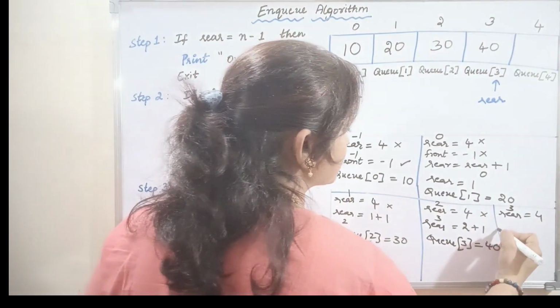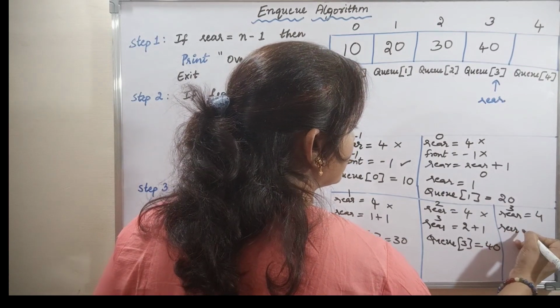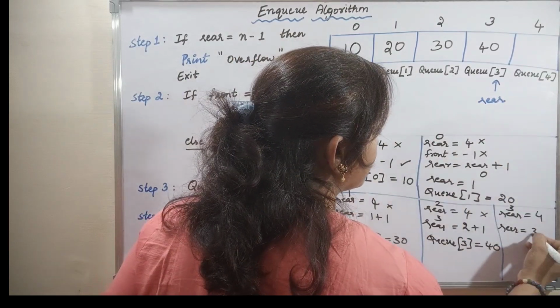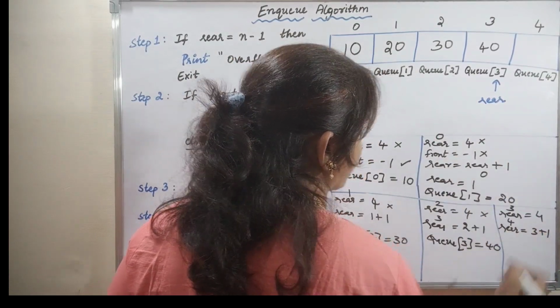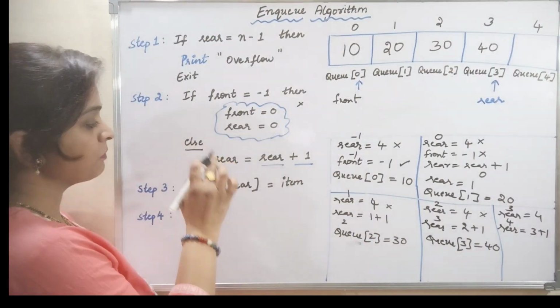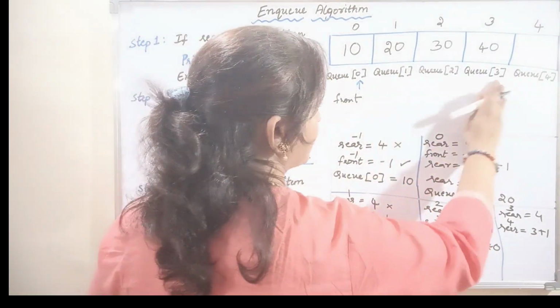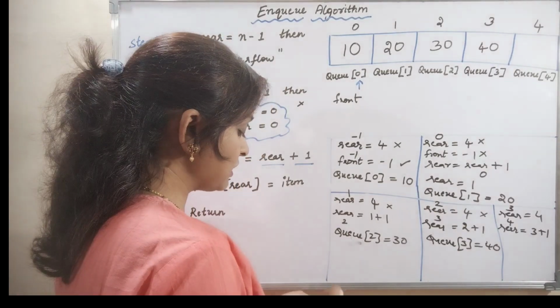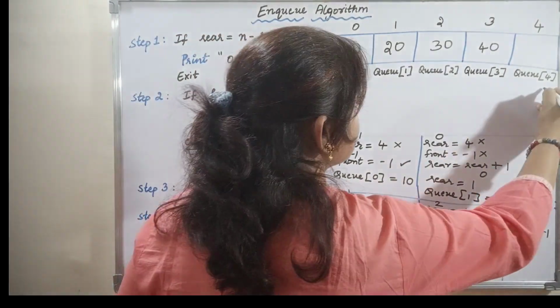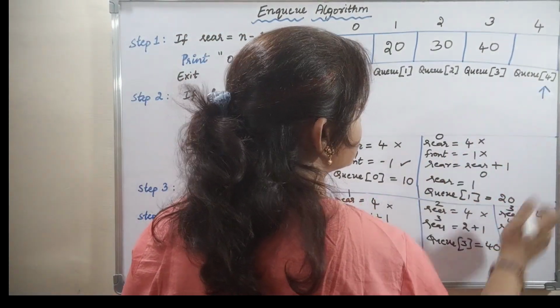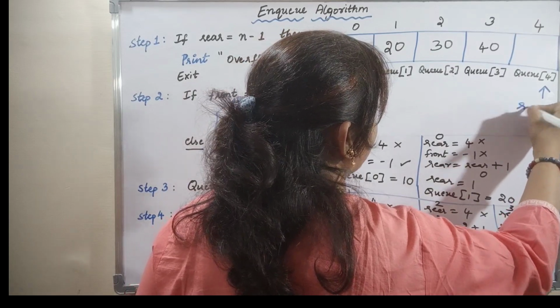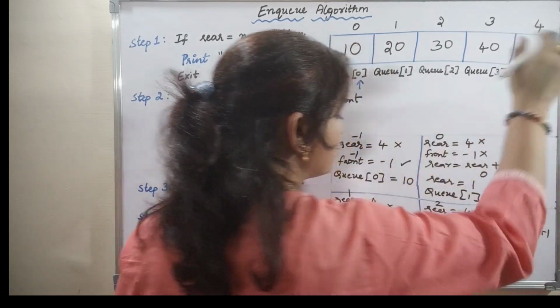Rear equal to rear plus 1. Rear means it is 3. 3 plus 1 means it is 4. So rear becomes 4. So this pointer I need to change now. So it is rear equal to rear plus 1. So it is 4. Now rear is pointing to 4.